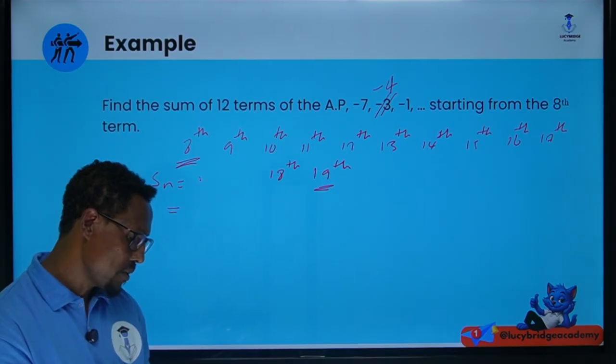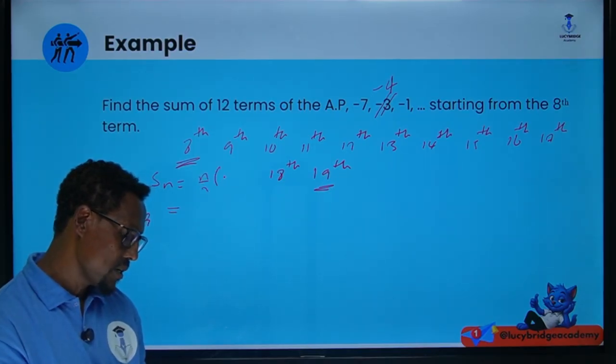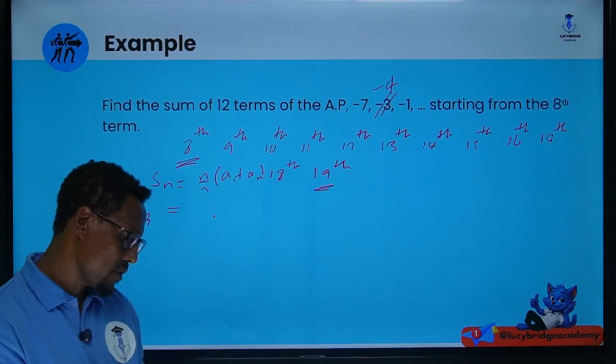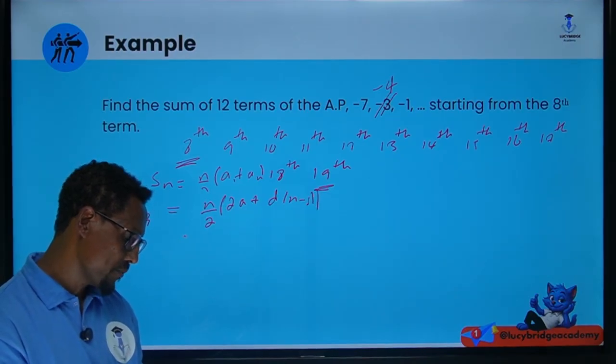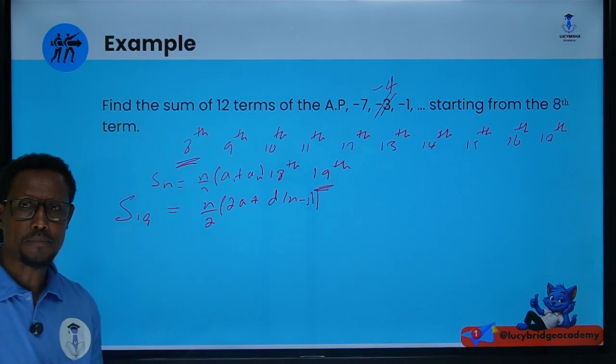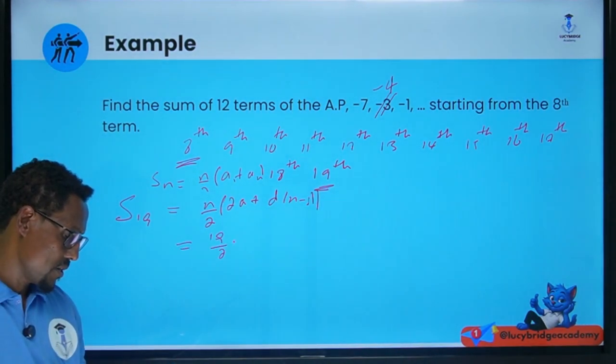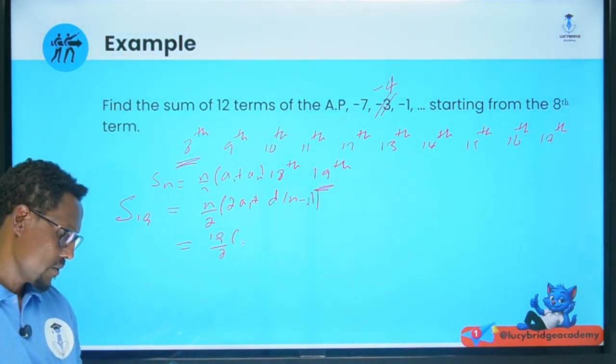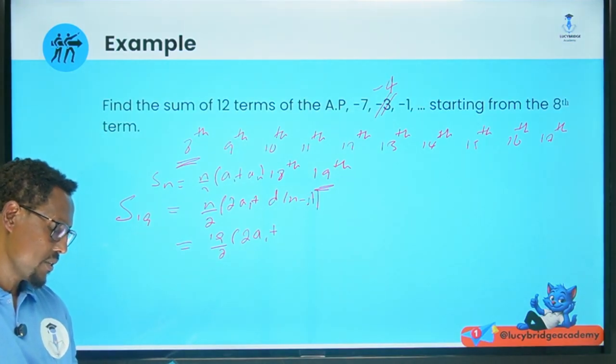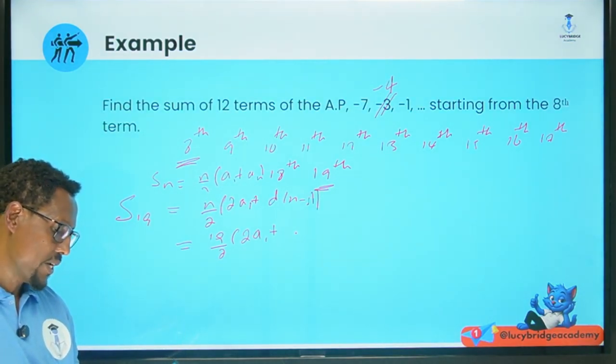Using the formula Sn equals n over 2 times a1 plus an, or n over 2 times 2a1 plus d times n minus 1. So this means 19 over 2 times 2 times a1 plus d, the common difference d, where d is from the sequence.